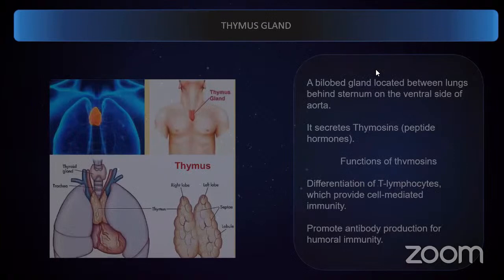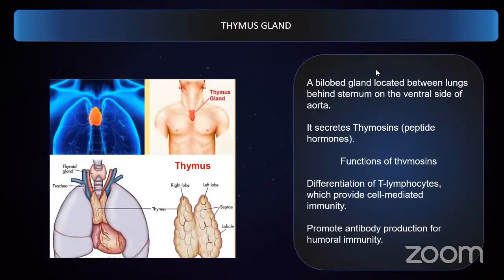So the next one is the thymus gland. You might have heard about the thymus gland, right? The thymus is usually very large in babies, and as we grow up, it becomes smaller and smaller. So that is one specialty of the thymus gland.